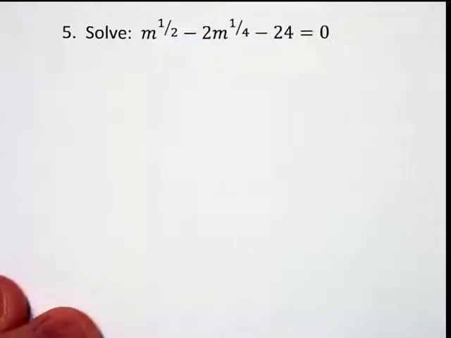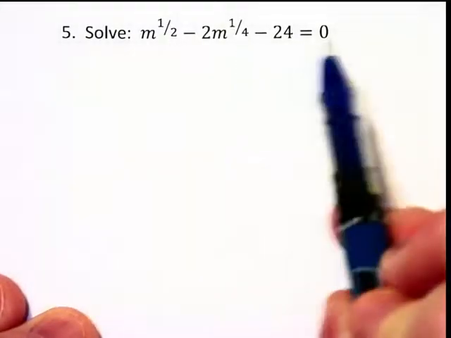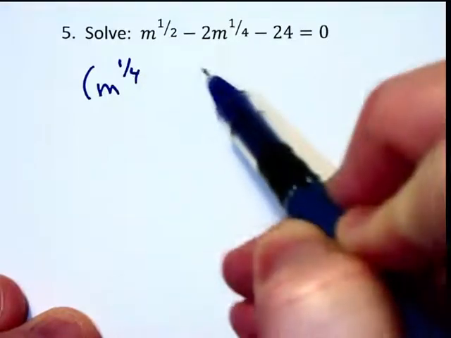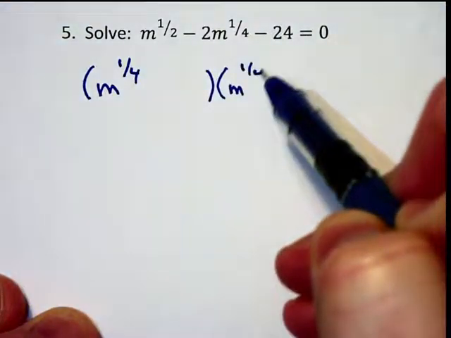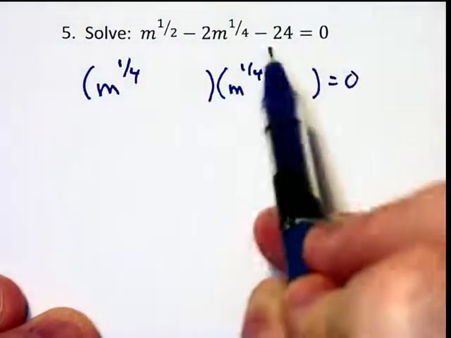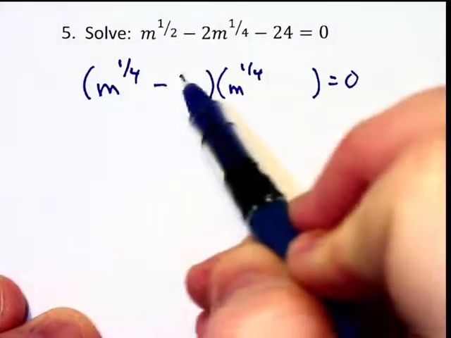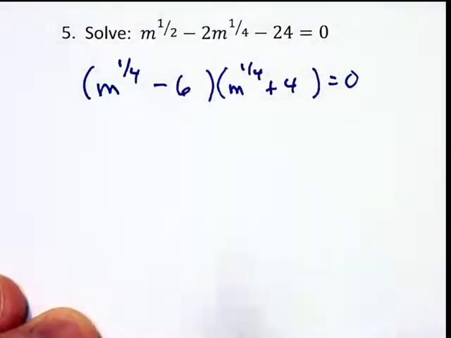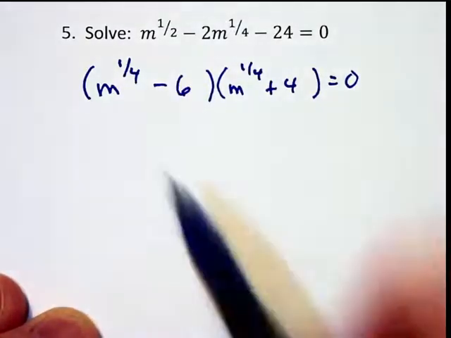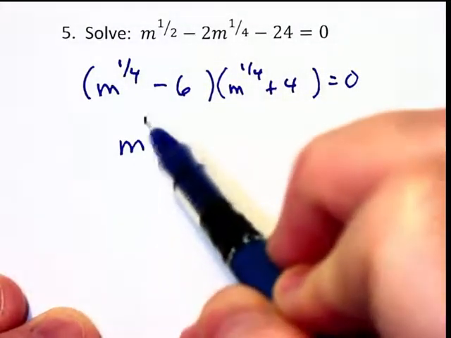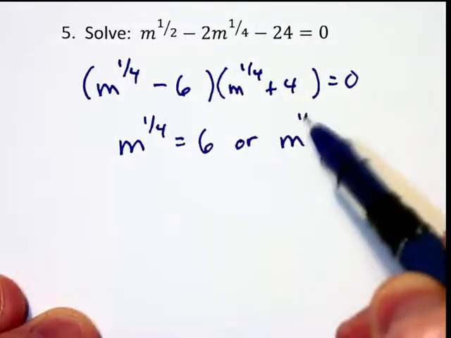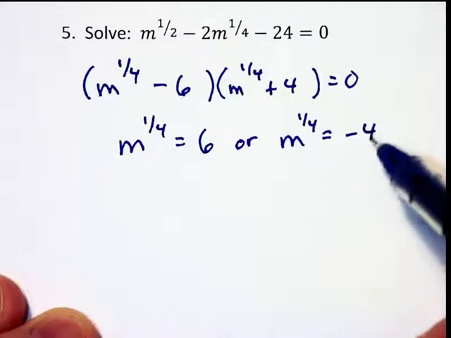In this next problem, we see the fractions cutting in half. We're going to factor this with an m to the 1/4 at the beginning of each parentheses, and then we're going to find the other two numbers to be negative 6 and positive 4, which multiply to negative 24 and add up to negative 2. So we are going to get m to the 1/4 equals 6, or m to the 1/4 equals negative 4.